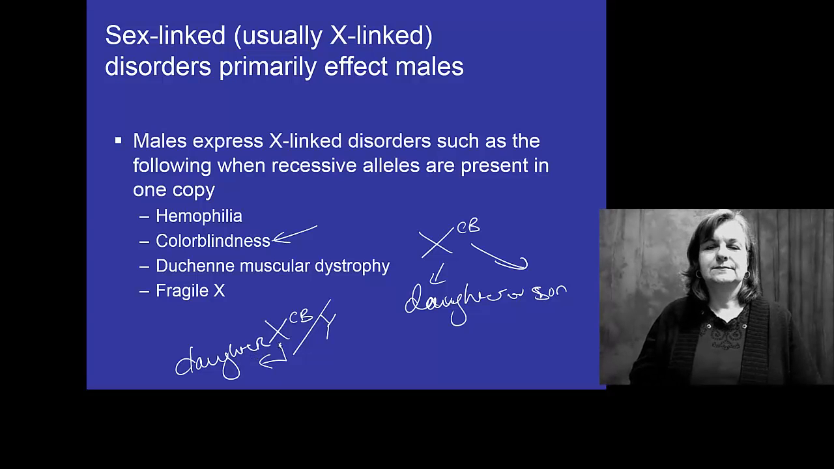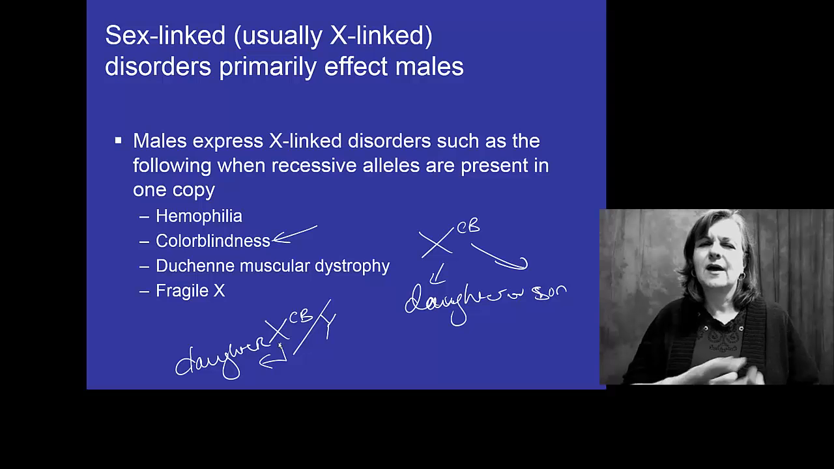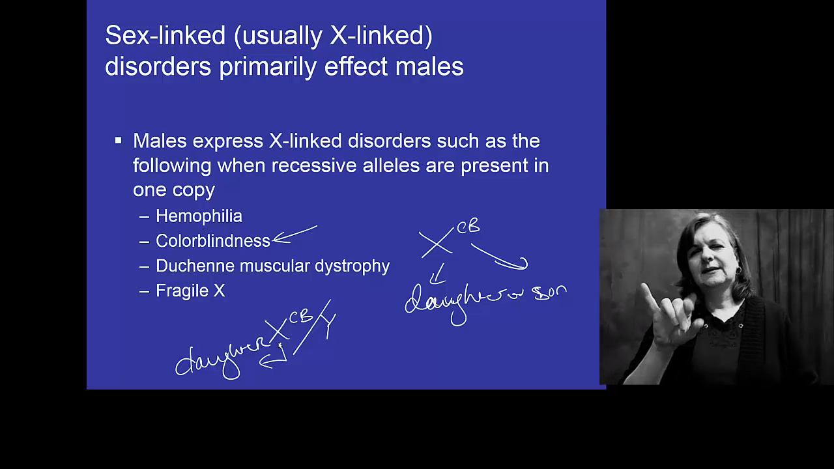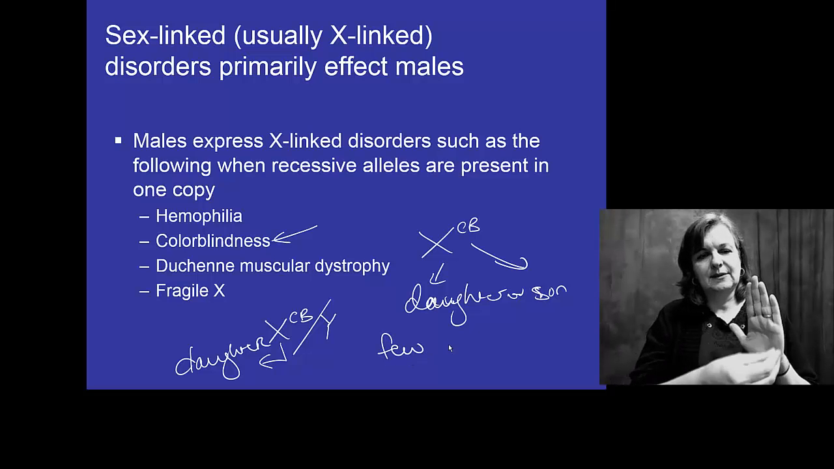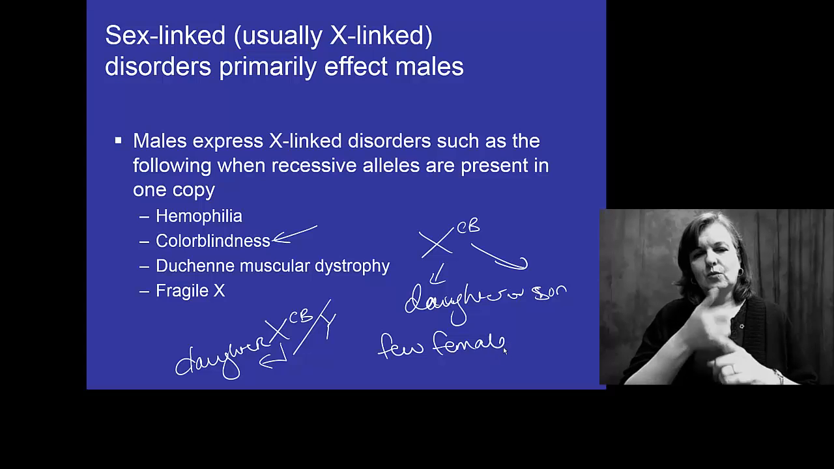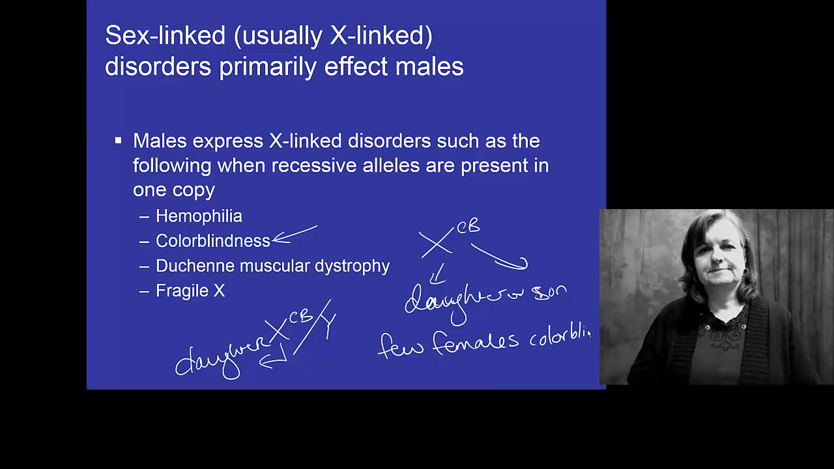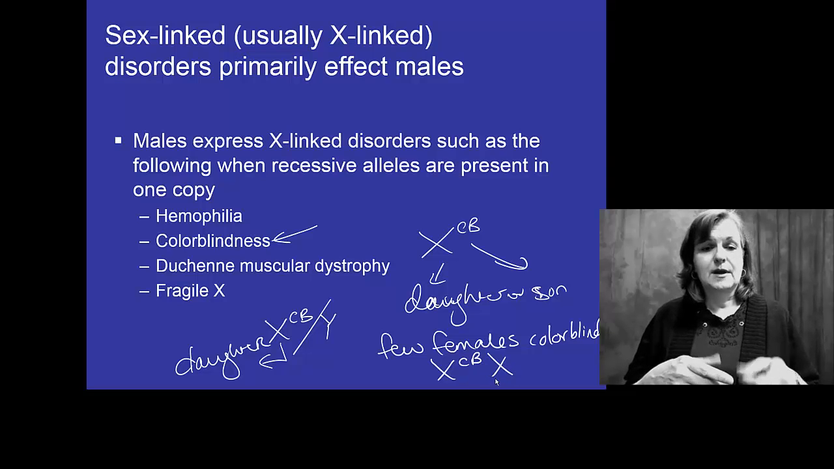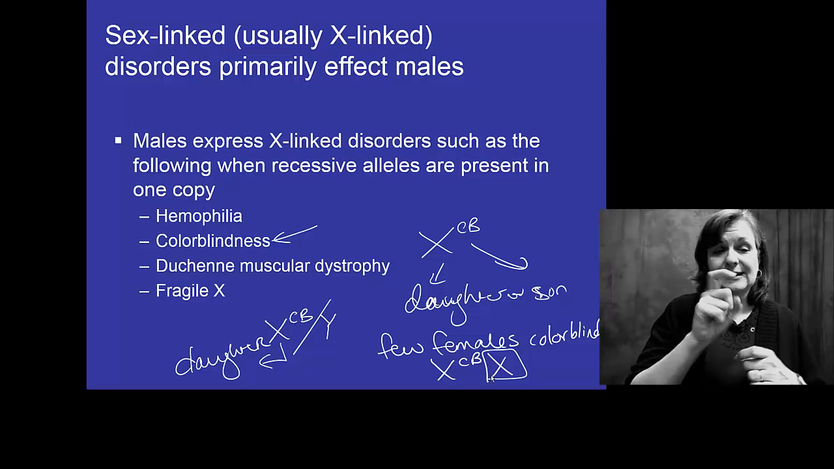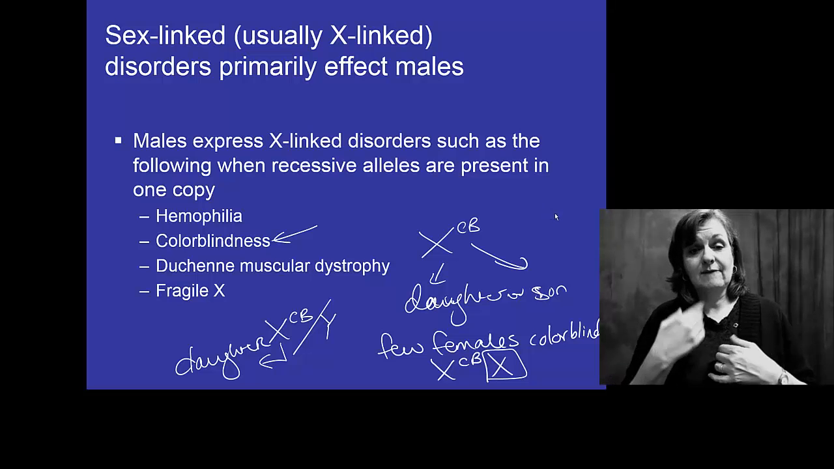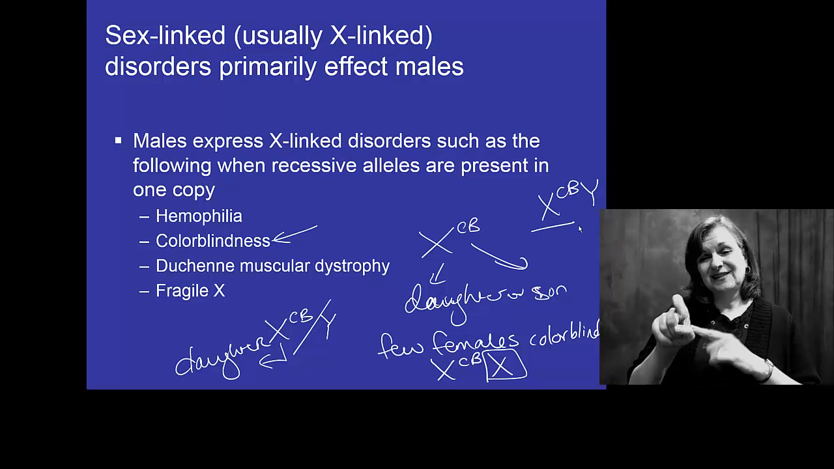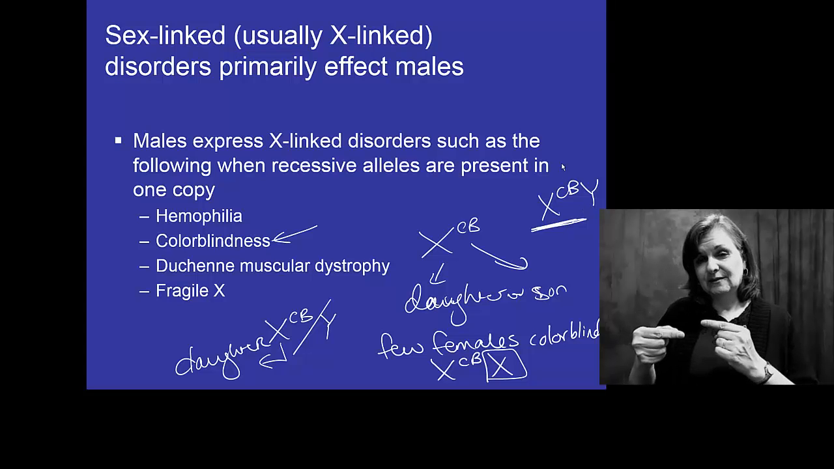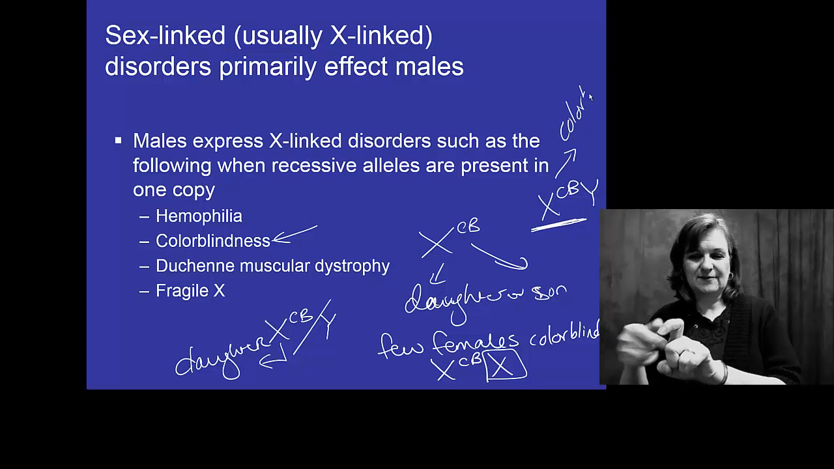Now, the nice thing with X-linked disorders is that you often need 2 copies in females to show this, and that's why we see very few females that are colorblind. Because you end up with 1 colorblind X and 1 normal X. Well, as long as you have 1 normal X, typically you have normal color vision. But in males, if you inherit a colorblind X and you have a Y, you only have 1 X, so you would be, in this case, a colorblind male.